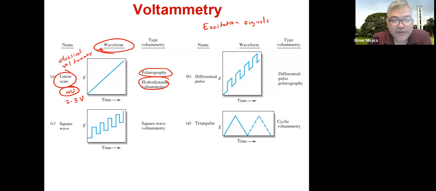Now, for the second one, these are pulse excitation signals. Why do you think they are pulses? Anyone? Come on.